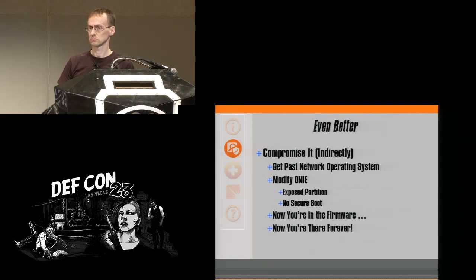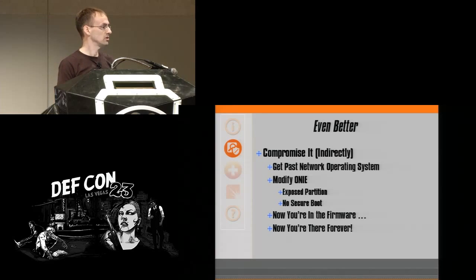So is there a better way? All right. Compromise it indirectly. The network operating system is going to be up for 99% of the time. See what you have to work with. Get past the network operating system, modify ONIE. Right, it's an exposed partition, right? Sitting there. Take advantage of that. Compromise ONIE. There's no secure boot to stop you from doing this, so take advantage of ONIE there.